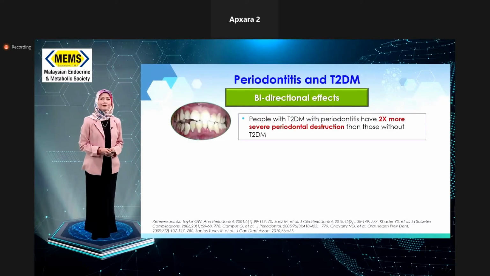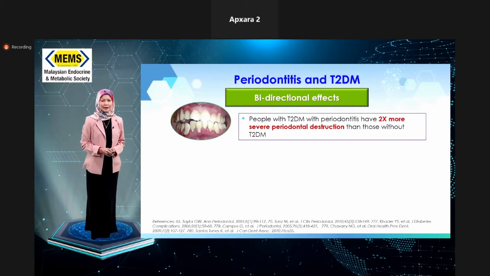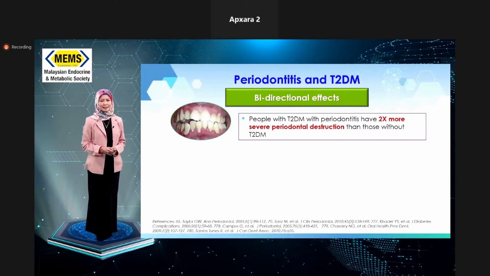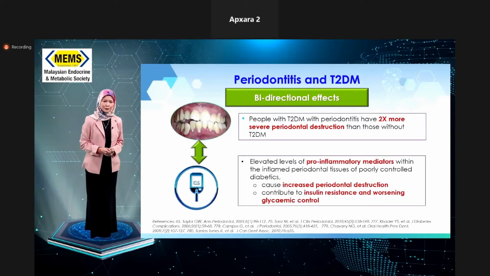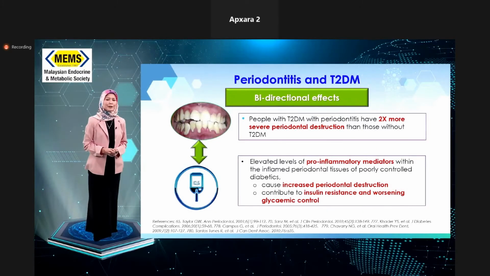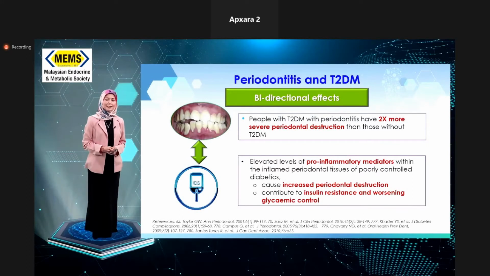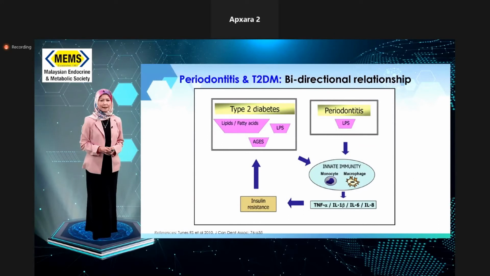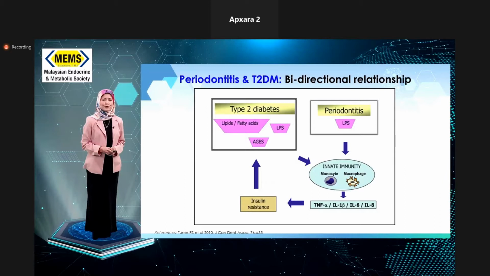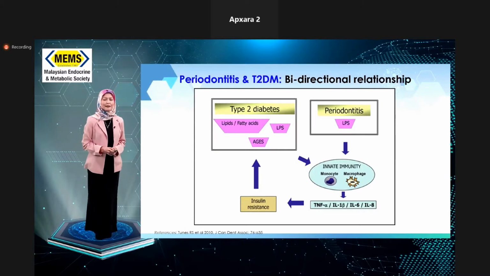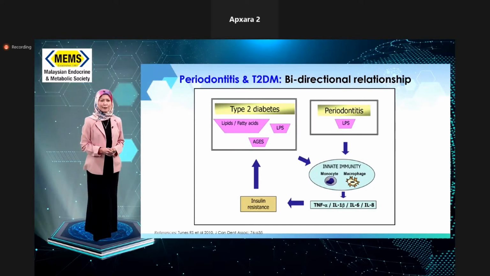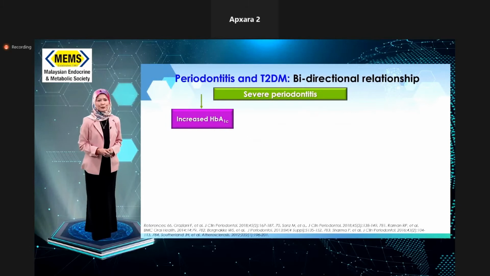People with type 2 diabetes have 2 times more severe periodontal inflammation or periodontal destruction than those without type 2 diabetes. This is because the pro-inflammatory mediators within the inflamed periodontal tissues lead to insulin resistance and worsening glycemic control. The presence of periodontal disease in type 2 diabetes releases interleukins and tumor necrosis factors that worsen insulin resistance and further worsen the metabolic control in those with type 2 diabetes.